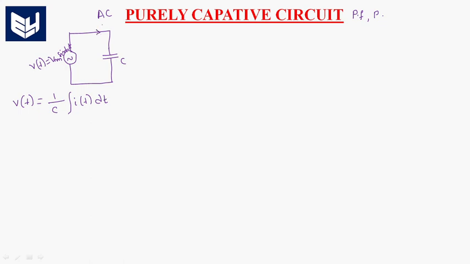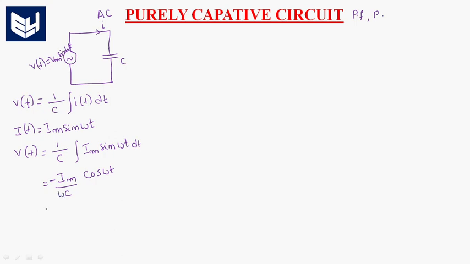Let us say i is the current flowing through the circuit. As there exists a direct relation between voltage and current, if you give a sine wave voltage to a circuit, the current will also be a sine wave: i of t equal to Im sin omega t. So V of t is equal to 1 by C integral Im sin omega t dt. Im is the constant term, so Im by C integral sin omega t, and the integral of sin omega t is minus cos omega t by omega.